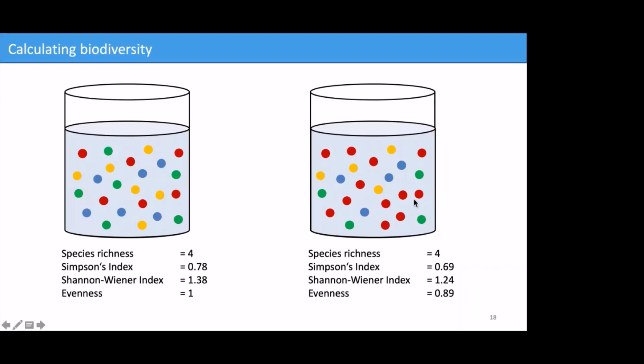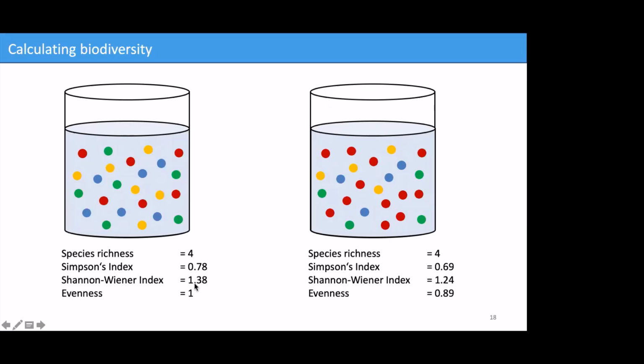Because here, we can see that there is dominance, there are more red individuals compared to the other colors, okay? So it reduces the probability that I will be getting 2 different colors from here, it is lower than from this sample where all the colors are represented with the same number.